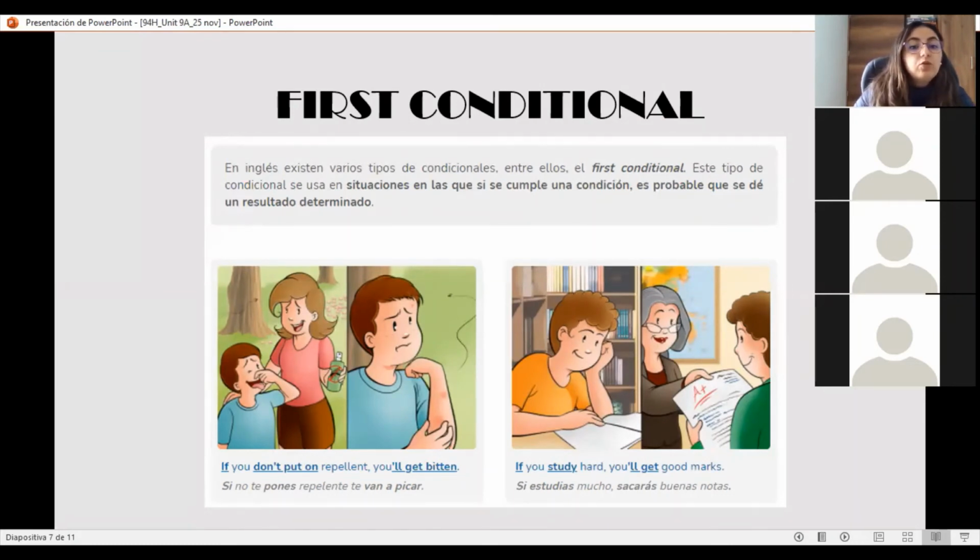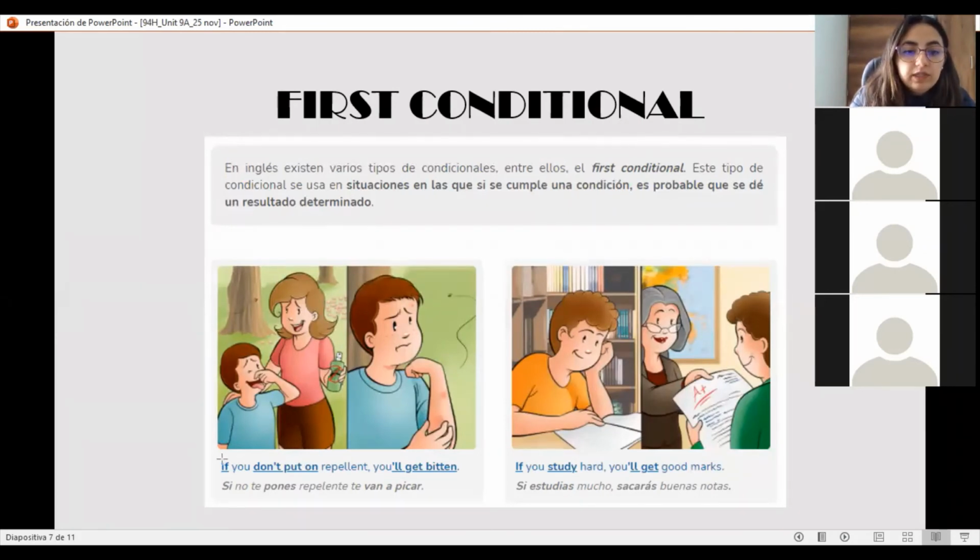En inglés tenemos algunos tipos de condicionales y algo que hay que tener en claro es que todos los condicionales van a estar formados de 2 partes, ¿sí? Tenemos 2 partes principales de un condicional. La primera que sería la if clause, ¿sí? La if clause que es la condición. ¿Sí? Y la main clause que se refiere al resultado. Ya vamos a ver cómo van estas dos cláusulas, ¿ok?